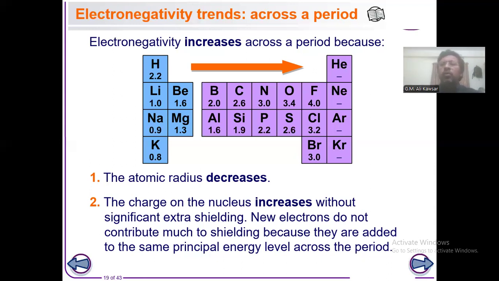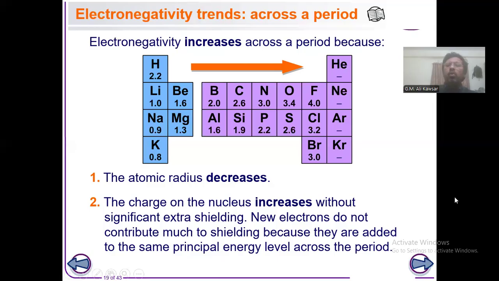What I have told, I am hopeful that you have understood, and if you do not understand, please let me know. So across the period, due to the size and due to the greater nuclear charge, which is the charge of the protons inside the nucleus of an atom, electronegativity increases. As the nuclear charge increases and the atomic size decreases a bit, the electronegativity definitely increases across the period from left to right.